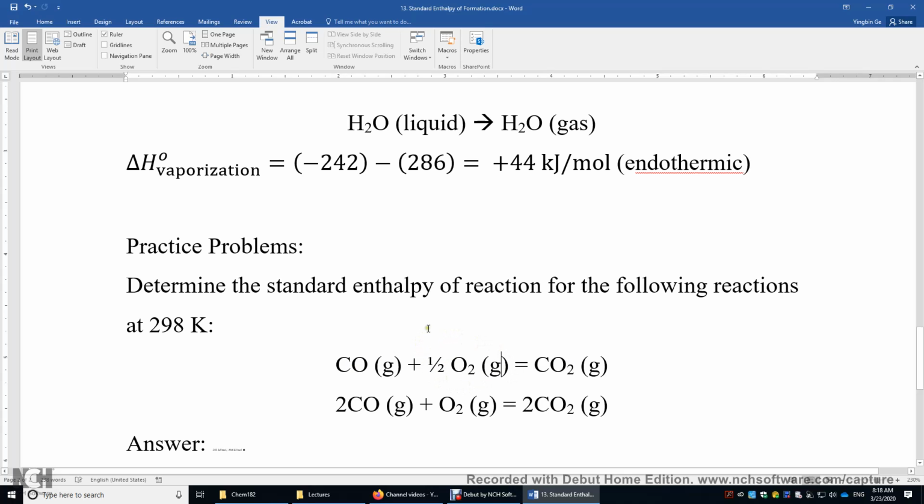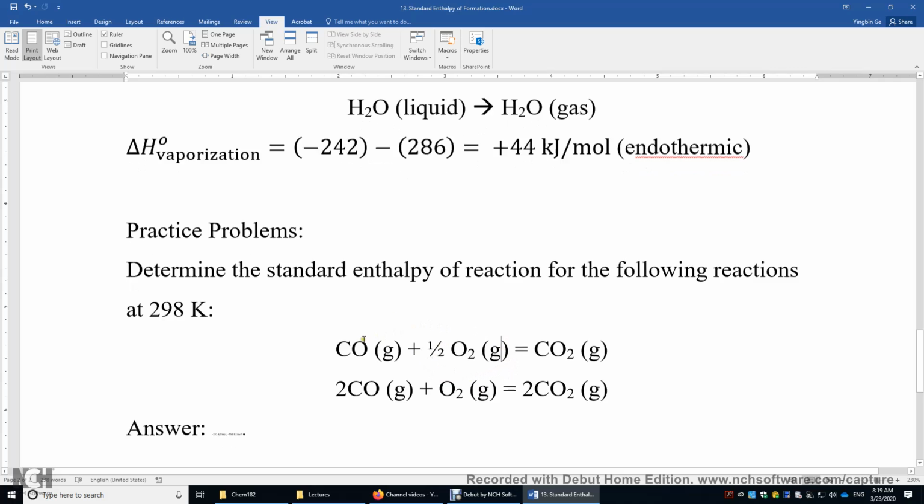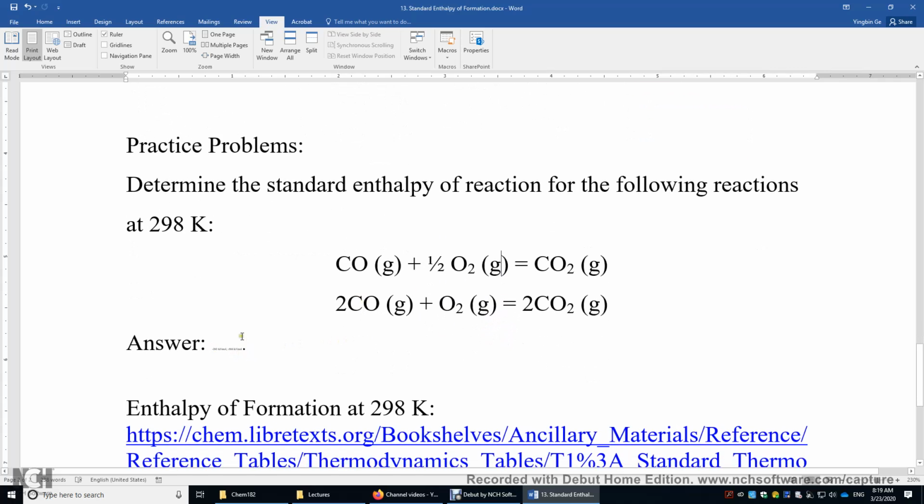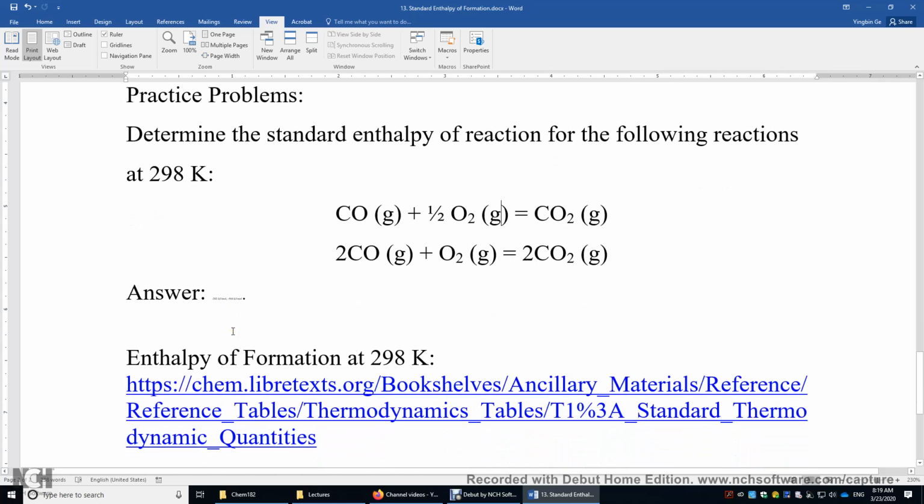What's the value of the standard enthalpy of formation of this oxygen gas? The answers are in font size 2. Again, if you just Google enthalpy of formation and LibreTexts, you'll find this website with a lot of numbers regarding the standard enthalpy of formation for many chemicals.